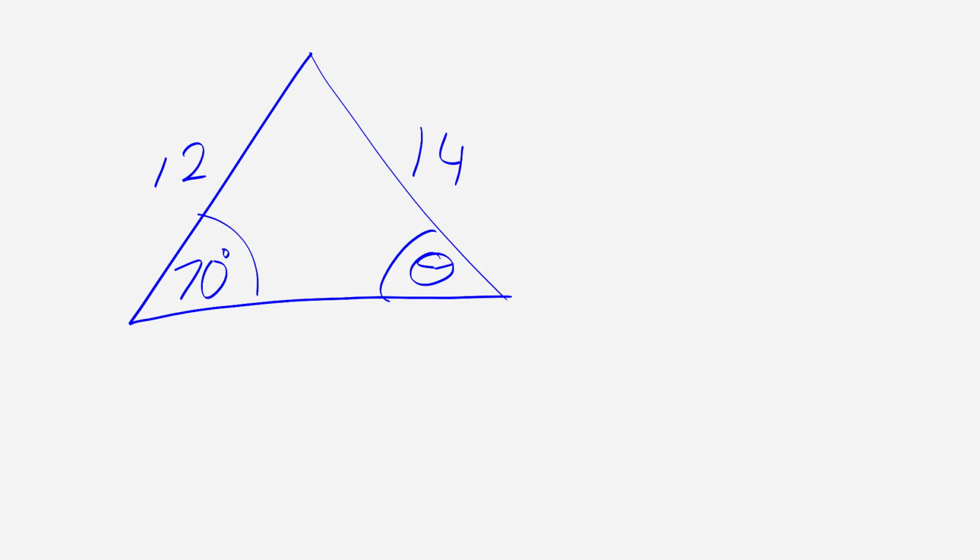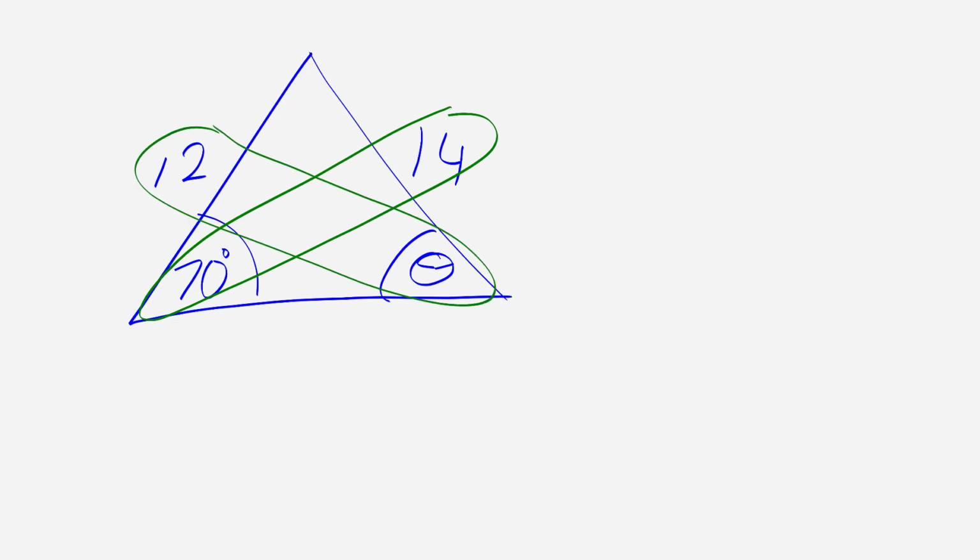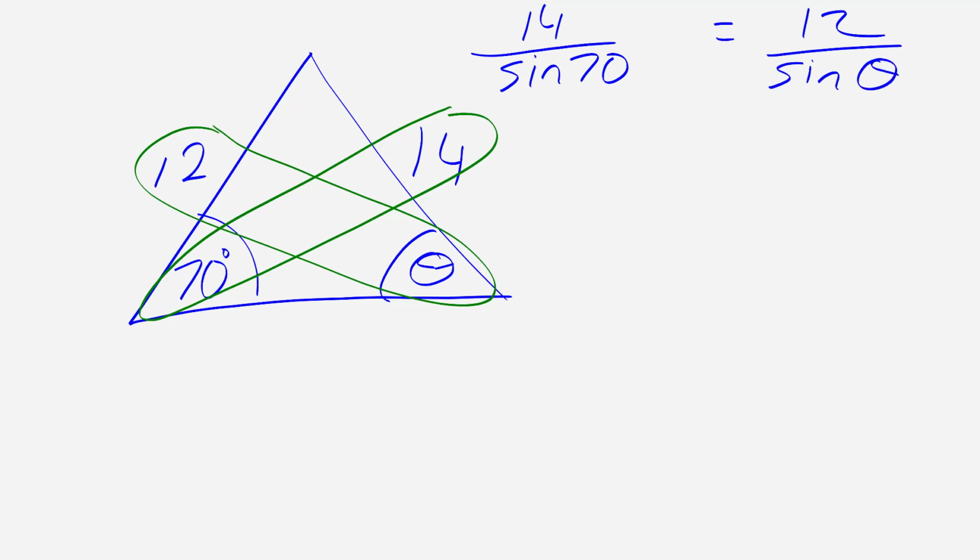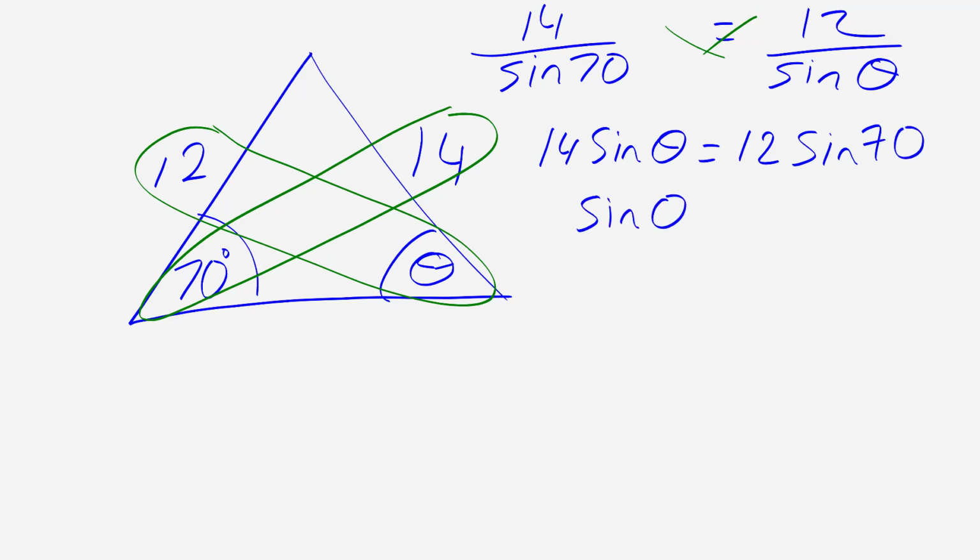We want to solve for the angle, so we can use the sine rule again. So 14 links with the 70, 12 links with the theta. I can start off by saying 14 over sine 70 equals 12 over sine theta. And I can do my cross multiplying again. So my next line is 14 times sine theta equals 12 times sine 70. Now before I get theta on its own, I'll get sine theta on its own. So divide by 14. So sine theta equals 12 times sine 70 divided by 14.